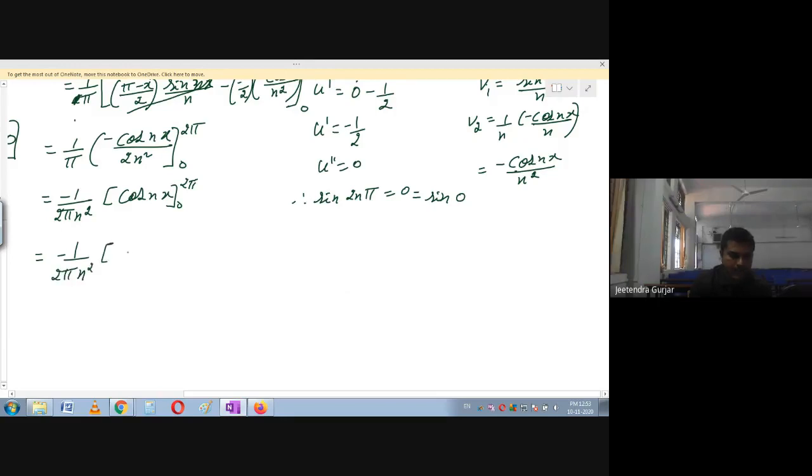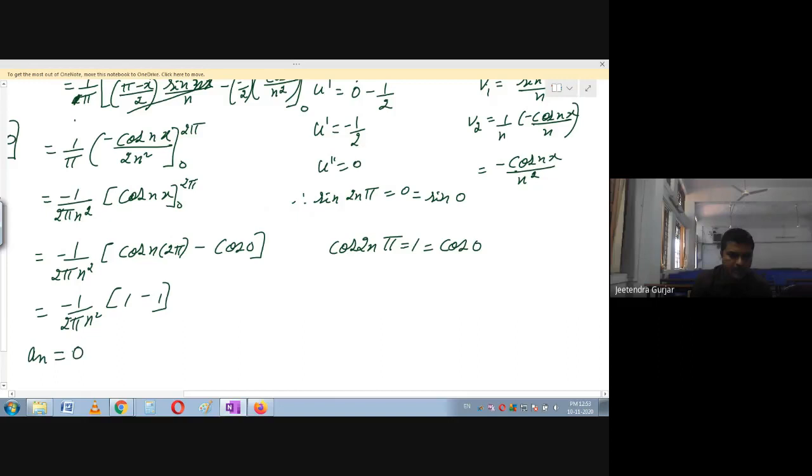First substitute 2 pi. So I'm going to get cos n 2 pi, subtract cos 0. Please remember once again, cos 2n pi will be equal to 1, you can put it in the calculator, in radians. This is again cos 0, which is 1. So if we substitute 1 and 1, we have minus 1 upon 2 pi n square times 1 minus 1, which is 0. Therefore an, you have calculated the value, that is 0.